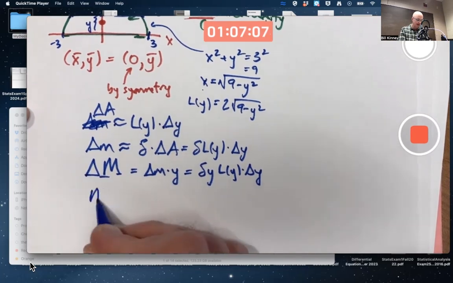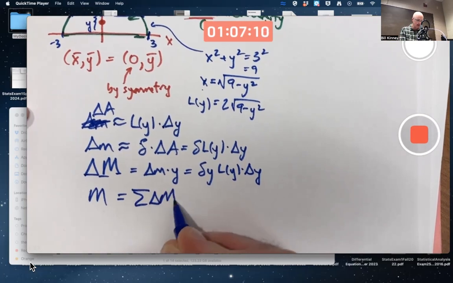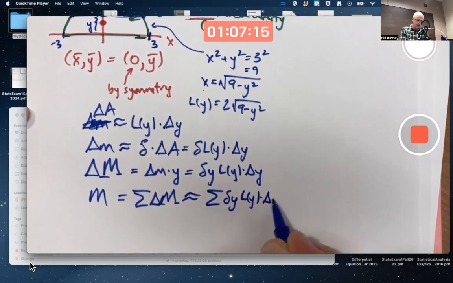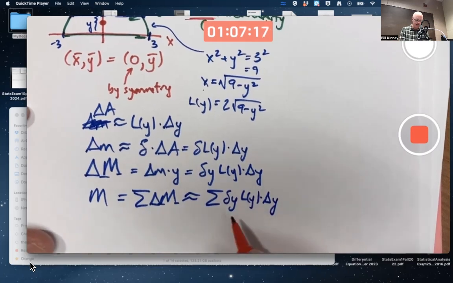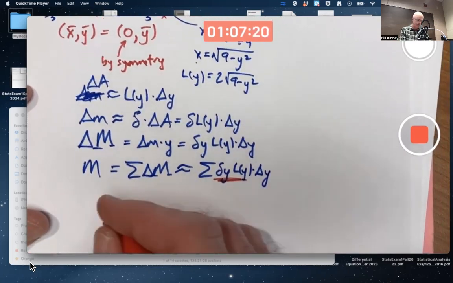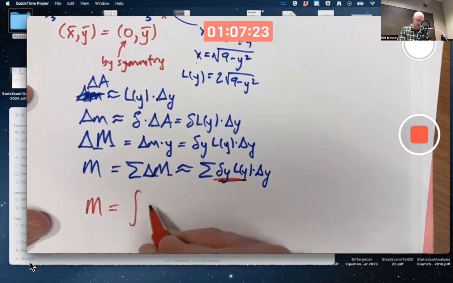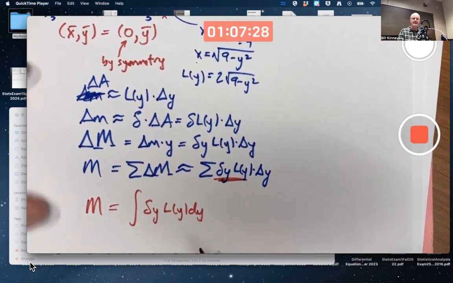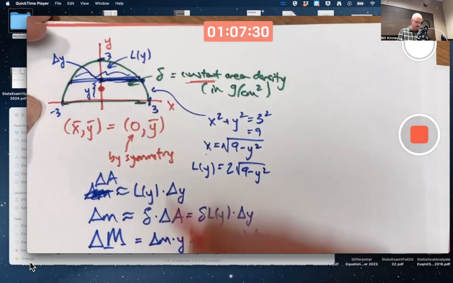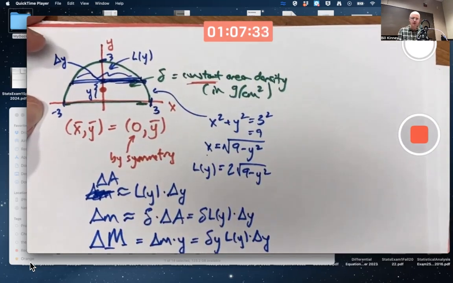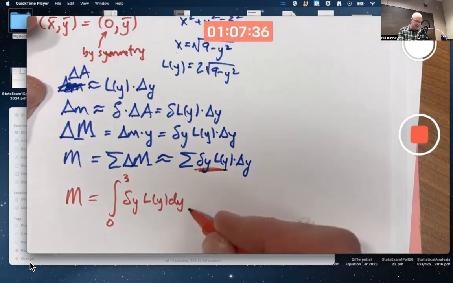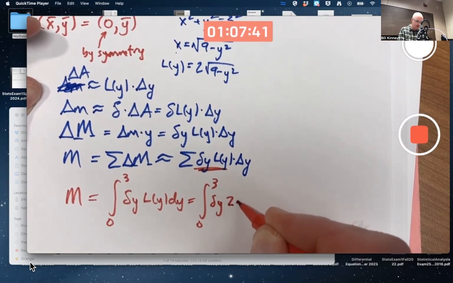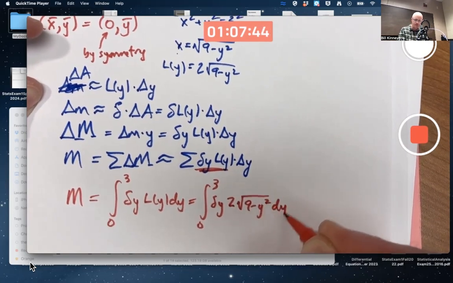The total moment is going to be a sum of little moments, approximately a sum of these things. We're getting closer to the integral here. Ultimately, this is the function that you're going to integrate. The total moment is going to be the integral of delta times y times L of y dy from what to what? In this problem, it would be 0 to 3. y goes from 0 to 3. I'd replace L of y with 2 times the square root of 9 minus y squared and do that integral.